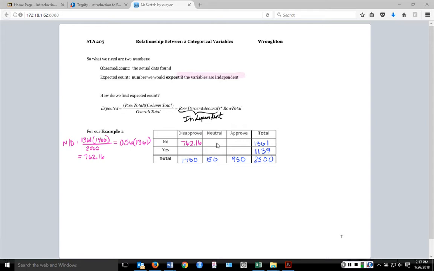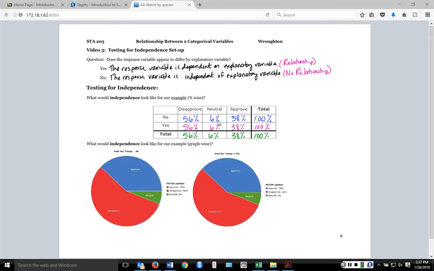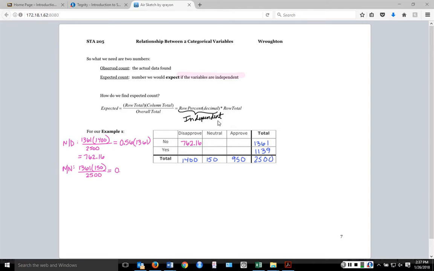Moving over now to those that did not vote for Trump and were neutral. So I'm starting with my row total, same row total, because I'm in the same row. My column total is now in the neutral, so we used 150, out of our total sample size of 2,500. Using the other formula here, we need the row percent in decimal form, so that's 6%, which is 0.06, times our row total of 1,361, giving us 81.66.